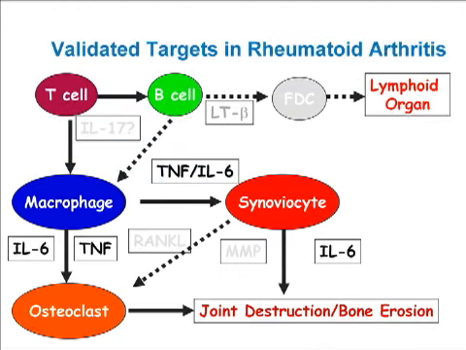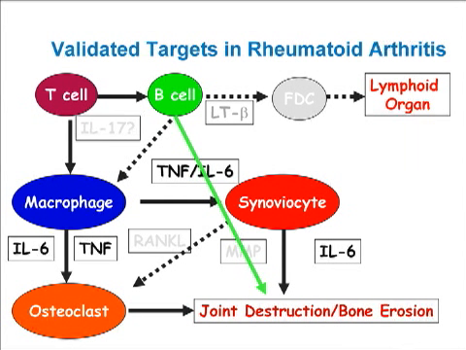In this schematic, which is well known to many of you, we have T cells, B cells, macrophages, fibroblast-like synoviocytes, and osteoclasts interacting in the pathologic process of rheumatoid arthritis. I show the B cell, I show TNF, IL-6 as established targets in rheumatoid arthritis. Today, we're going to talk about four biologics that are targeting B and T cell activity in this process.